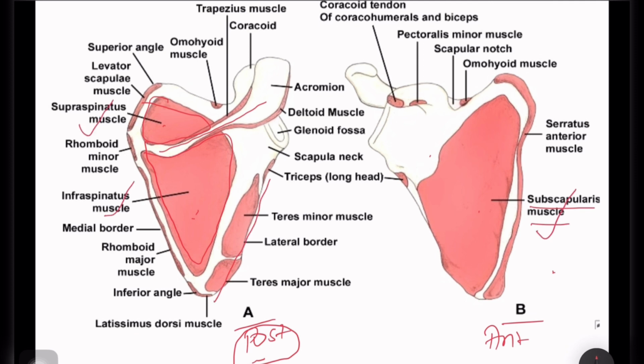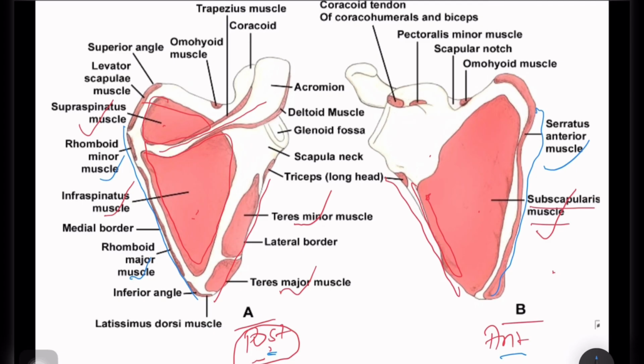So for the borders. In the lateral border, in the anterior surface there is origin of subscapularis, and in the posterior surface it has origin of teres minor muscle and teres major muscle. Now for the medial border, the anterior surface is inserted by serratus anterior muscle, and the posterior surface is inserted by rhomboid minor muscle above and rhomboid major muscle below the spinous process.